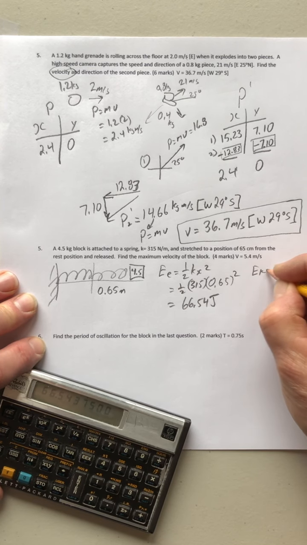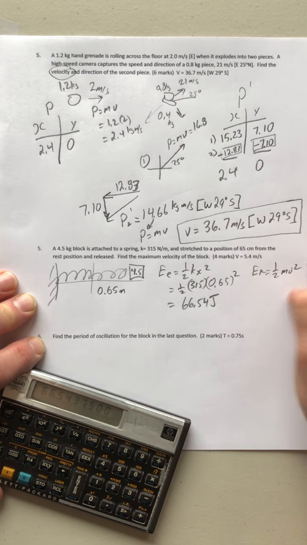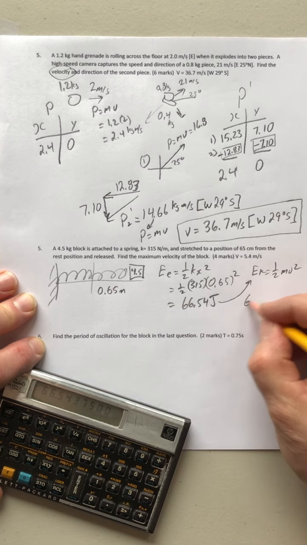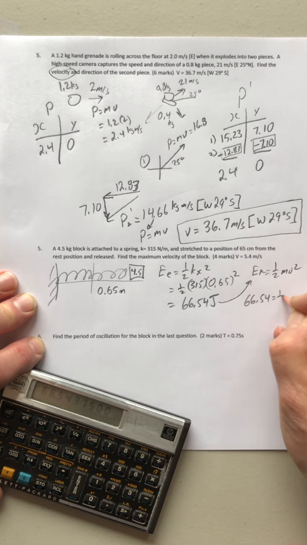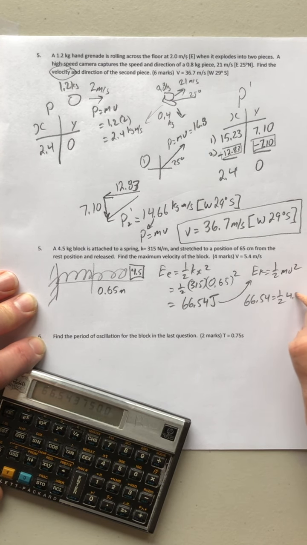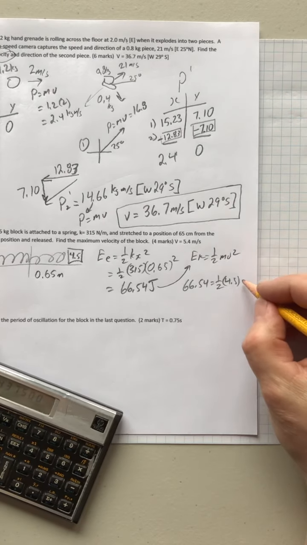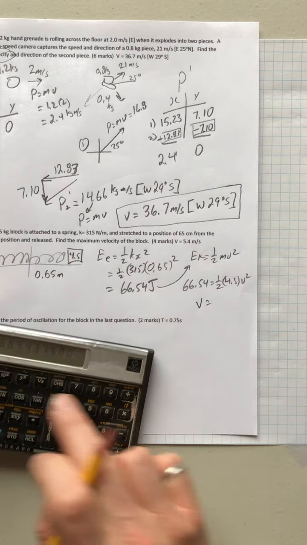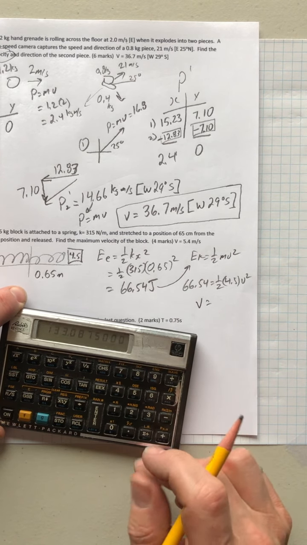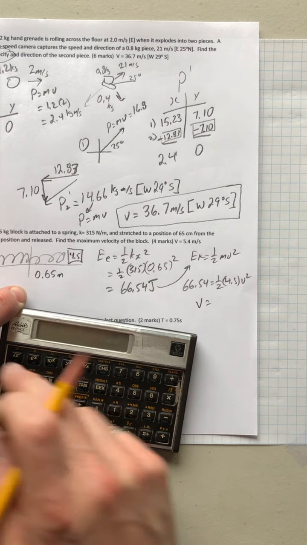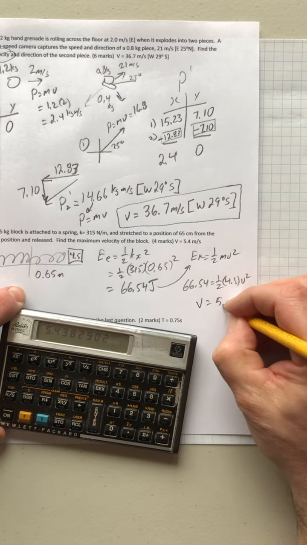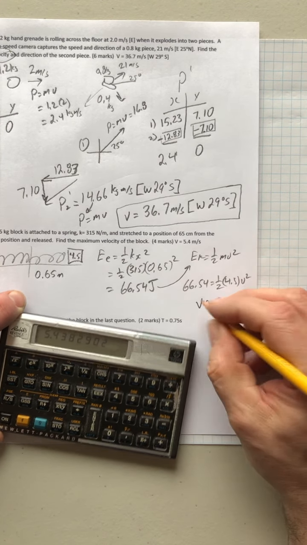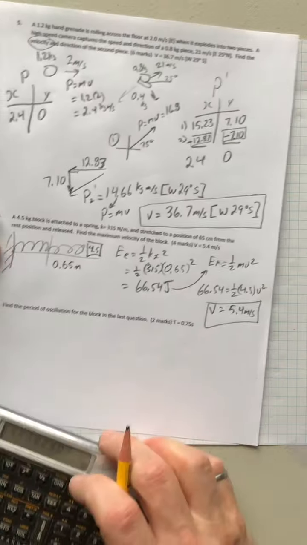At the middle here, all the elastic energy has been completely changed to kinetic. So EK equals, we have the mass of this block. The only thing you're looking for is V squared, or V, so take that number, still on the screen, times 2, divided by 4.5, square root that, and we get 5.4 meters per second. That's it for that question.